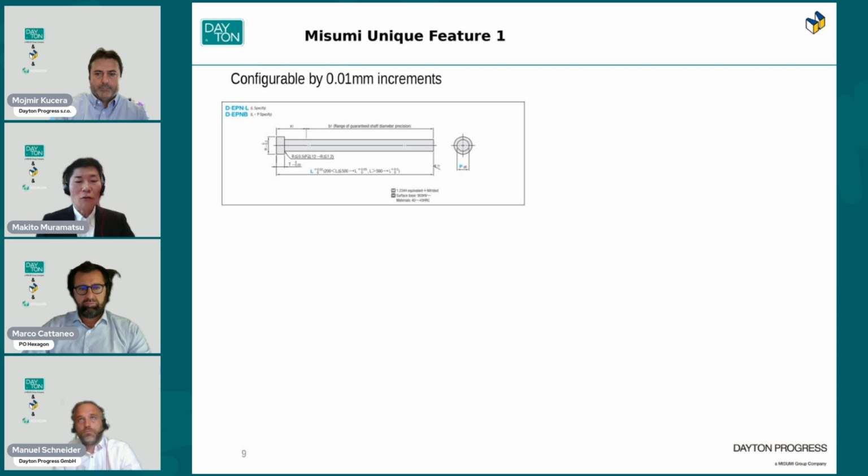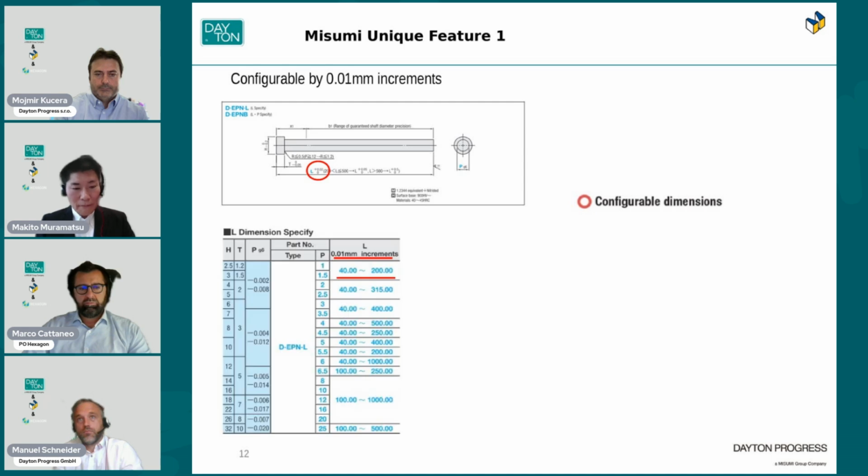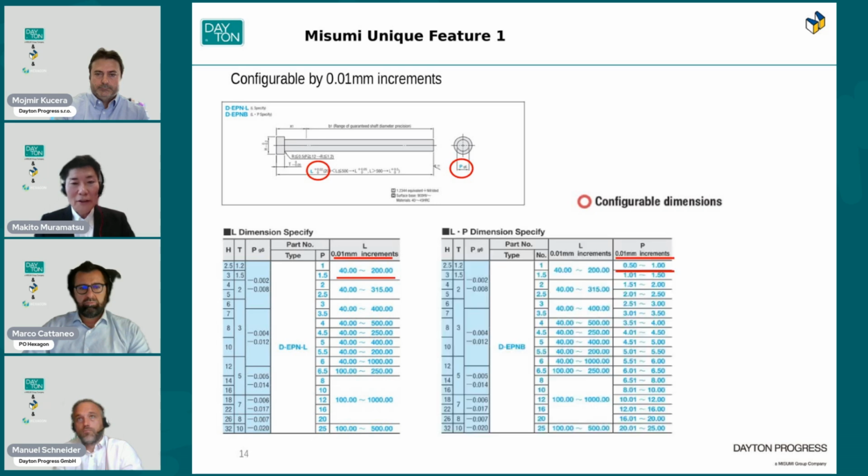First feature is configurable by 0.01 mm increment. Good example and most usage for plastic mold component is ejector pin. So please let us explain by ejector pin today. Please let me circle by red where configurable is. We can configure L length with 0.01 mm increment. Second, we can also configure P diameter by 0.01 mm increment as well.